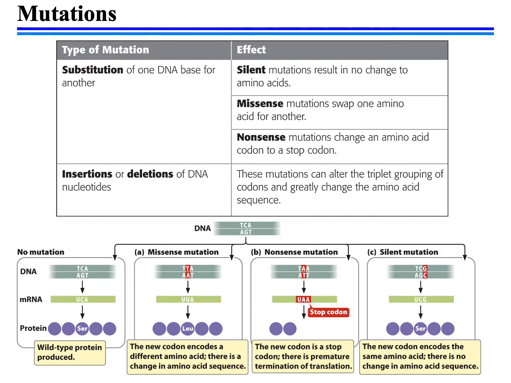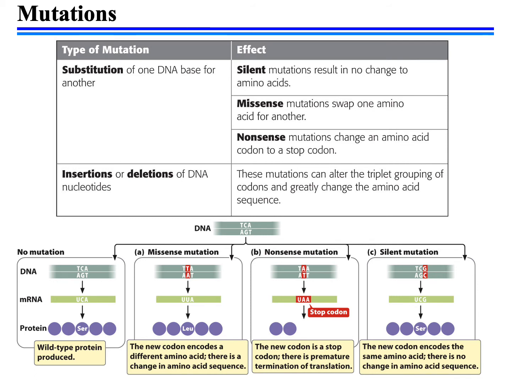Substitutions can also fall into the class or category of being a missense mutation. In a missense mutation, this substitution results in a different amino acid being inserted than what was originally coded for. So the single nucleotide change results in a different amino acid being inserted during the protein synthesis process.